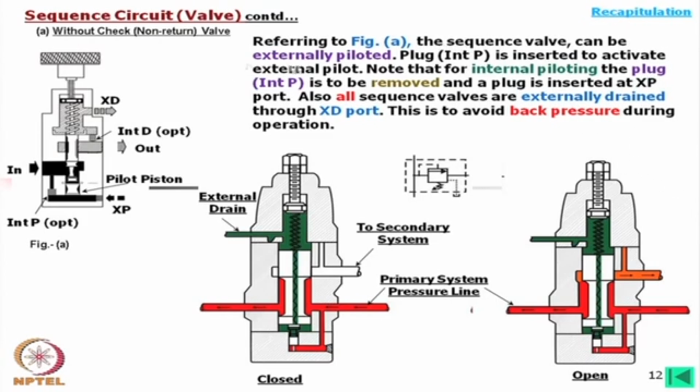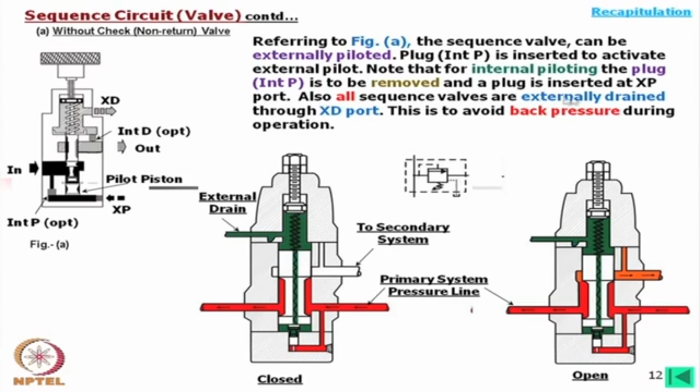The sequence valve can be externally piloted. The plug P is inserted to activate external pilot. Note that for internal piloting, the plug is to be removed and a plug is inserted at XP port. I mean, here if you put this plug, then it is not externally actuated, it will be actuated internally. Internal pilot is required.